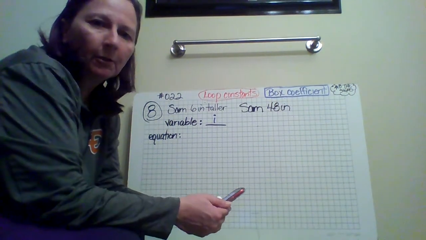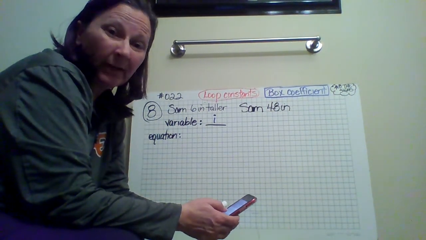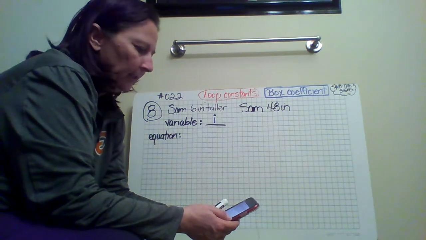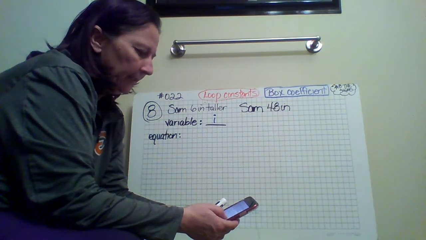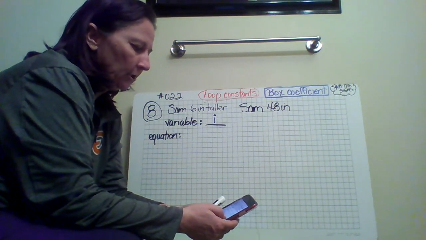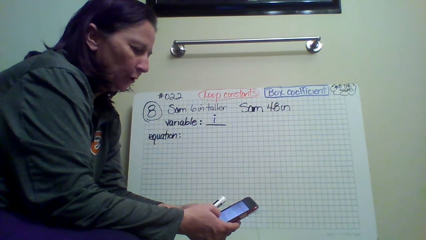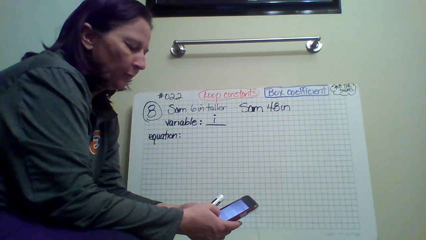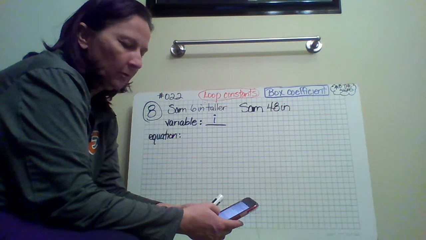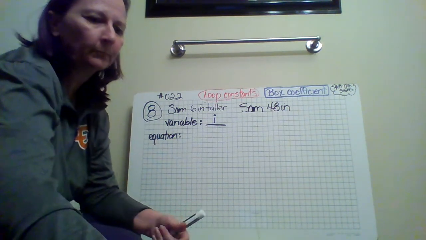All right, let's take a look at problem 8. This one we have to read very, very carefully. So this one says, Samuel is 6 inches taller than his brother Elijah. If Samuel is 48 inches tall, how tall is Elijah?